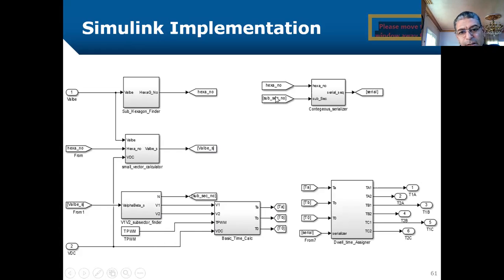And from the hexa number and subsector number, we get the serial number according to the logic formula mentioned earlier. And using the serial number and the TA, TB, T0 and the information given in the large table of the 36 serials, we get the T1A, T2A, T1B, T2B, T1C, T2C. And these dwell times, if divided by the TS switching period, we get the duty ratio that is delivered to the PWM channels of the DSP.